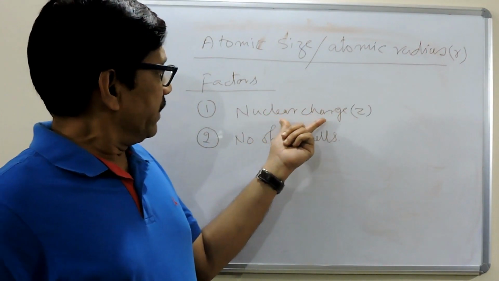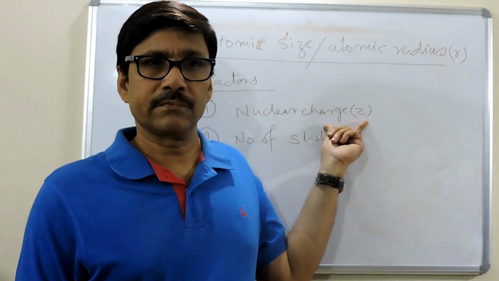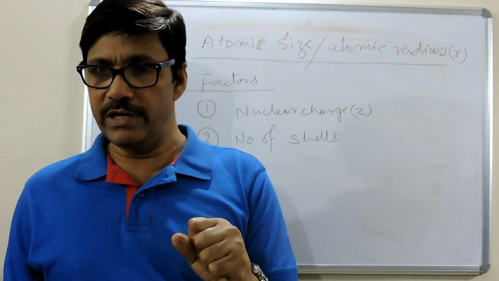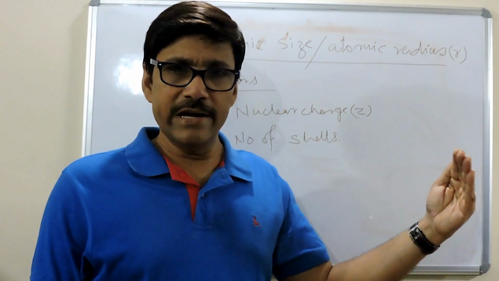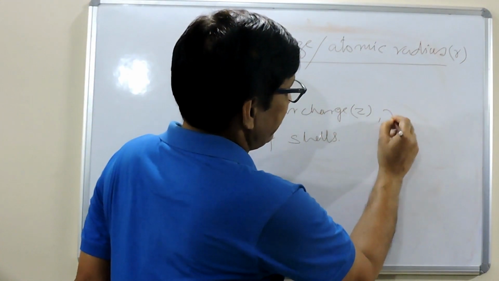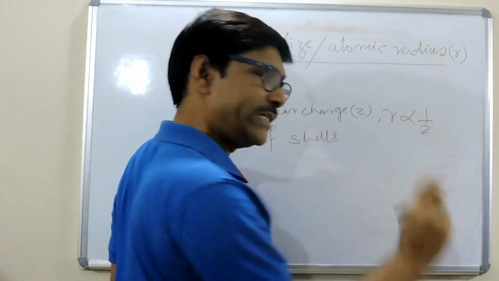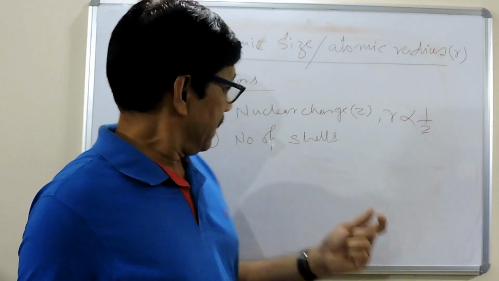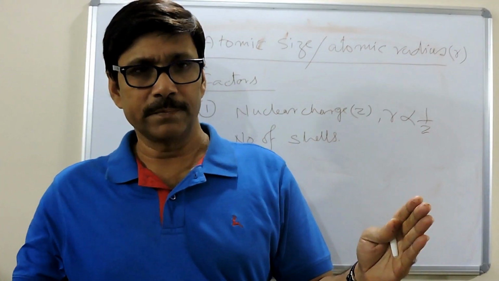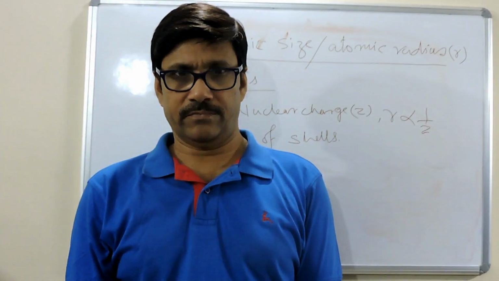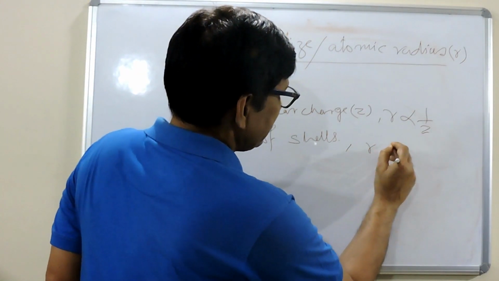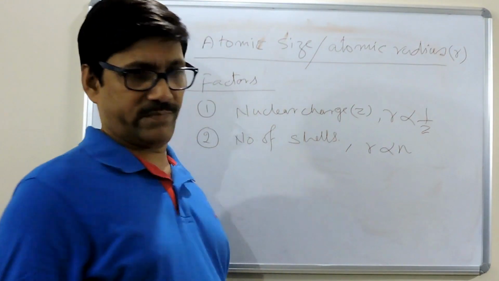See, if nuclear charge increases, meaning the number of protons in the nucleus increases, then the force of attraction by the nucleus on the last shell electron will increase, and so the radius will decrease. So mathematically we can write radius is inversely proportional to Z, that is the number of protons, and number of shells. If the number of shells increases, the size of the sphere will increase, and so the radius of the sphere will also increase. It means the radius is directly proportional to the number of shells.